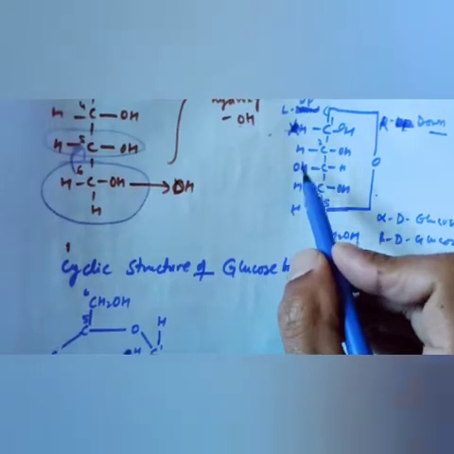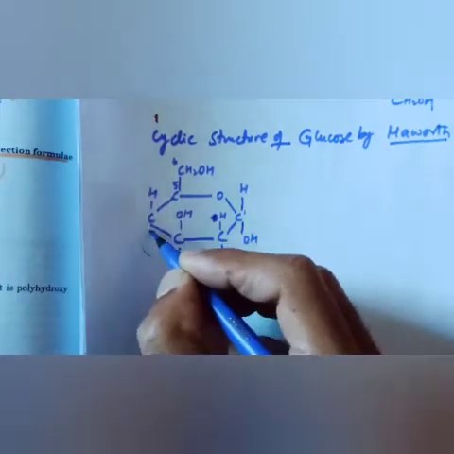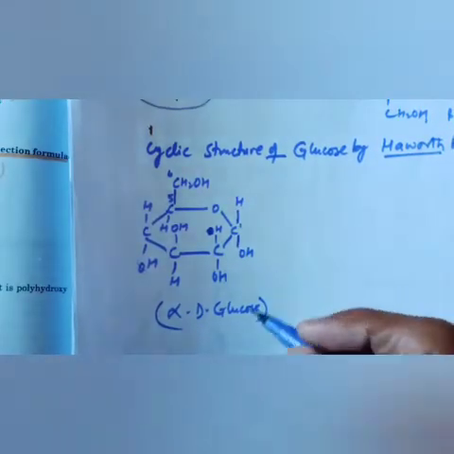Then in the third carbon, OH is on the left, that will be up, so OH is up and H is down. Fourth, H is up, OH is down. Fifth, H down, CH2OH up. Okay, so this is dextro.